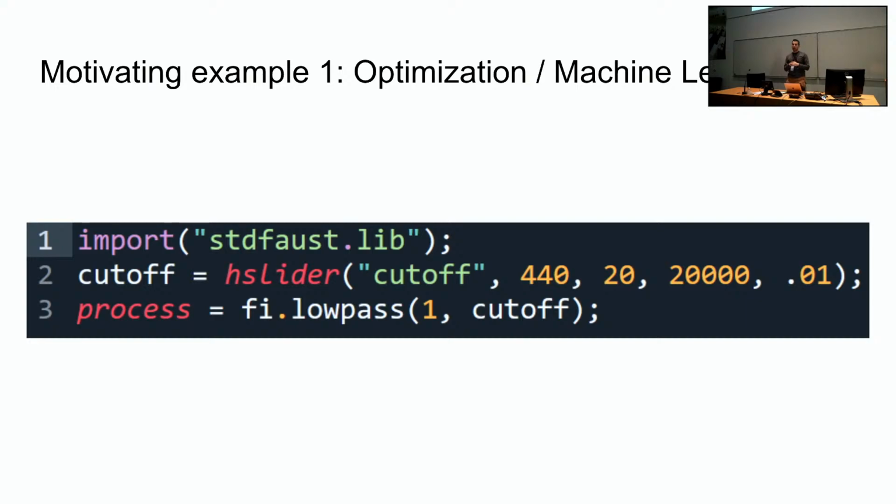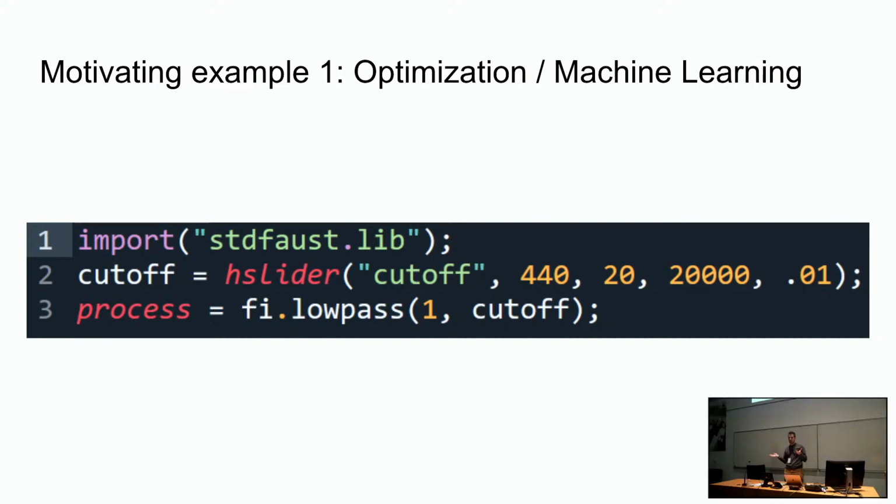What if we just have some data set of inputs and outputs, and we suspect that the audio is going through a low-pass filter in order to produce the output audio? But how do we find out that the magic value of 440 is what transformed the input into the output? And this is where machine learning and optimization can play a role. So I'll be talking about that today.